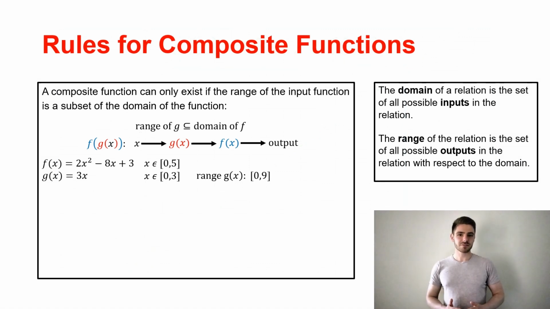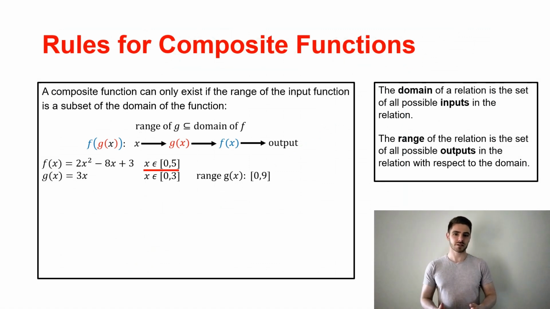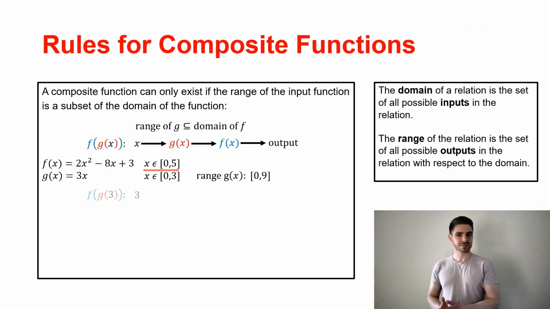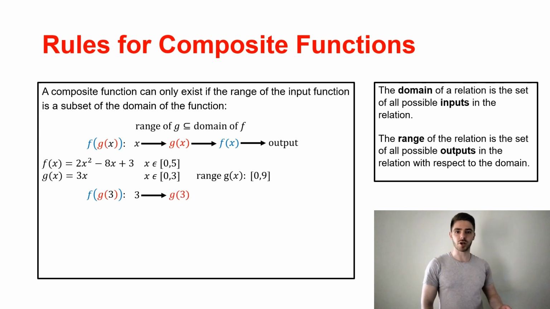The range of g of x is greater than the domain of f of x, and for this reason, the composite function is undefined. For example, we can substitute 3 into g of x and get a result of 9, but we can't go ahead and then feed 9 into f of x because it falls outside of its domain. And it's for this reason that the composite function is considered undefined.